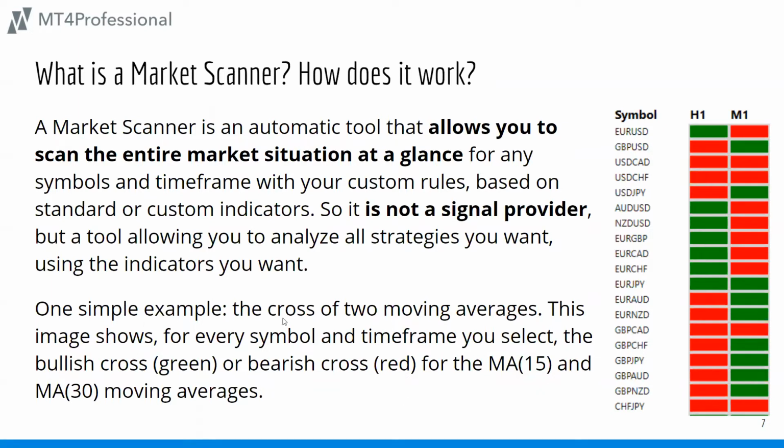So the example we're going to use is the cross of 2 moving averages. On the right, you'll see that the green denotes a bullish cross. That means the fast moving average is greater than or crosses over the slow moving average. And a bearish cross, which are the red cells, is where the 15 period fast moving average crosses below the 30 moving average, which is the slow.